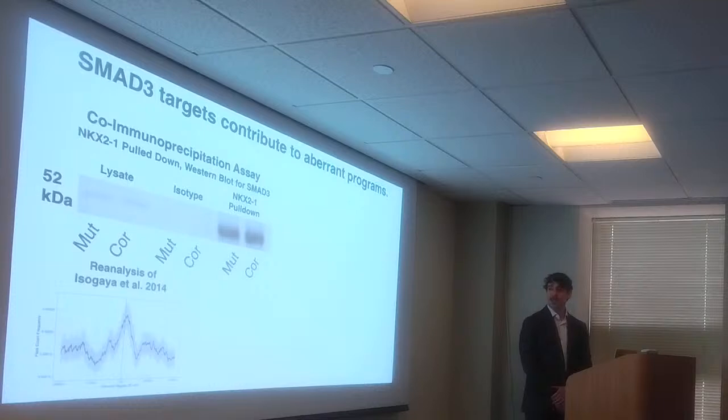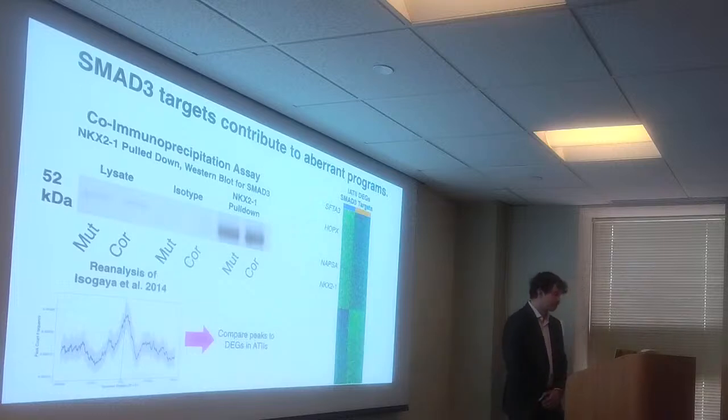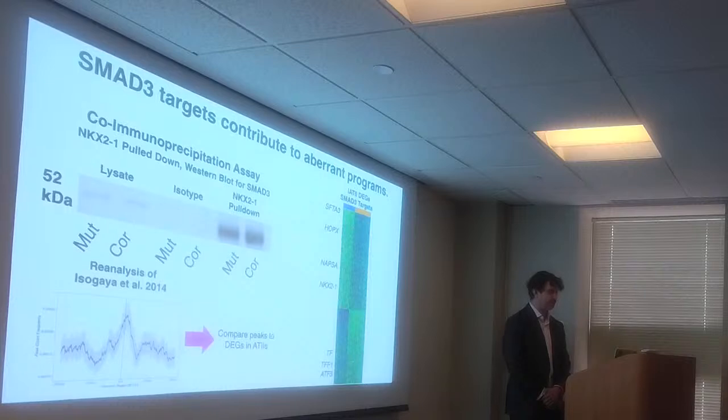Next, we wanted to be able to integrate this ChIP-seq dataset that identified SMAD3's binding sites with our differentially expressed genes to see which of SMAD3's binding sites are actually differentially expressed. And what we see is that there's a strong number of SMAD3 targets that are differentially expressed, including some genes upregulated in corrected that are associated with type 2 cell function, including SFTPB, HOPX, NAPSA, and NKX2-1 itself, which we think is really interesting. And then upregulated in our mutant cells, we see SMAD3 targets that are associated with non-lung endodermal fates, once again, like transferrin, TFF1, and ATF3.